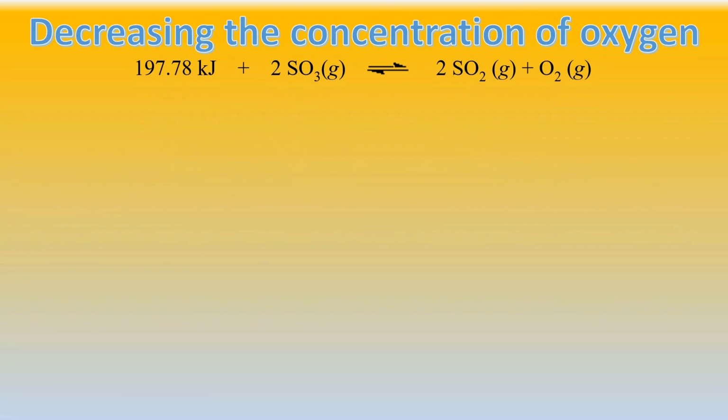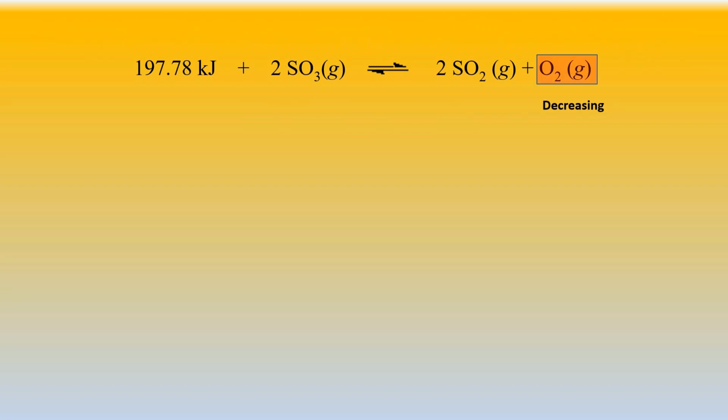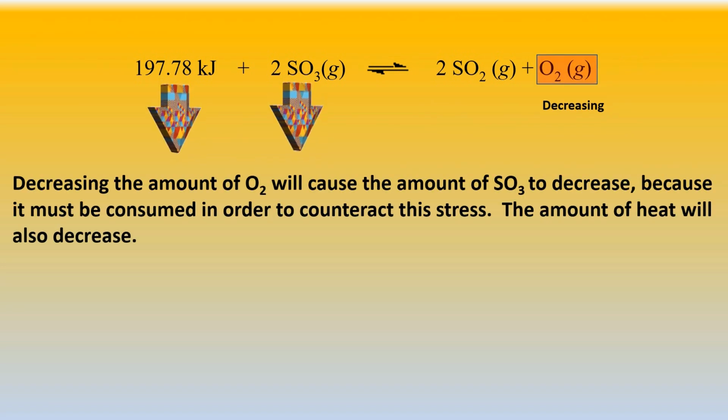Now, decreasing the concentration of oxygen. Decreasing the amount of O2 will cause the amount of SO3 to decrease as well, because it must be consumed in order to counteract this stress. The amount of heat will decrease also.